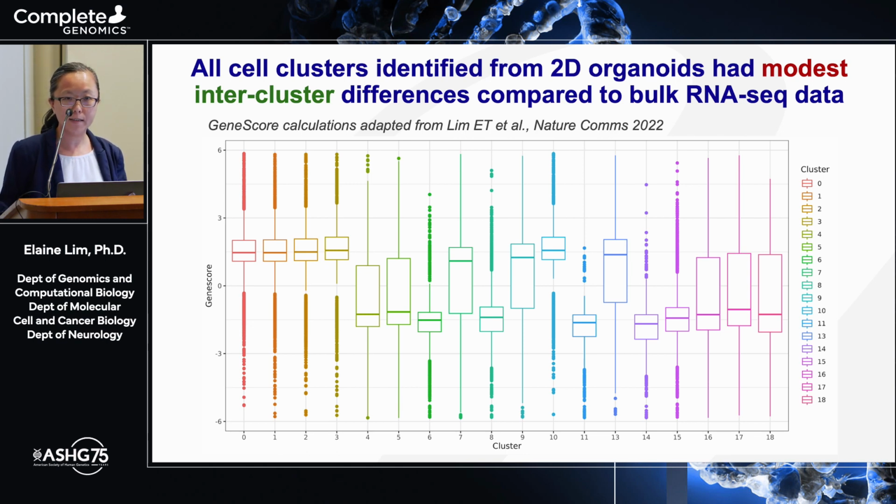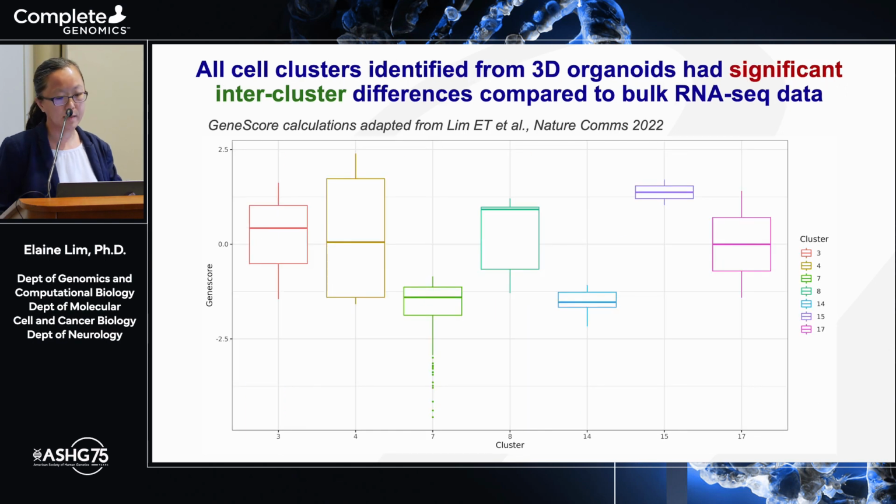For the PASS data, the 2D organoids, we didn't really see much inter-cluster differences. In fact, most of the clusters showed a very wide range of concordance or discordance with the bulk RNA-seq data. There wasn't much informative cell type specific information that we could get out of this 2D single-cell RNA sequencing.